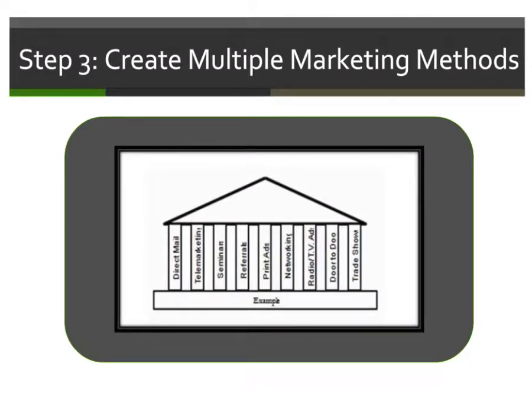A great lead generation system doesn't rely on one or two methods for generating leads. Instead, it relies on multiple methods of marketing, much like a building has multiple pillars that support it. You need to choose 6 to 12 ways of generating leads that you can carry out each and every month. What follows are some ideas to get you started.